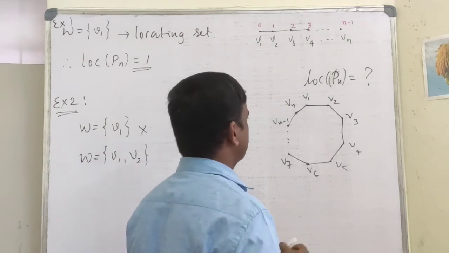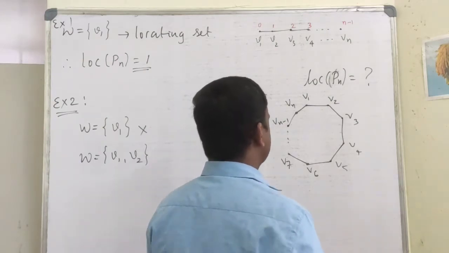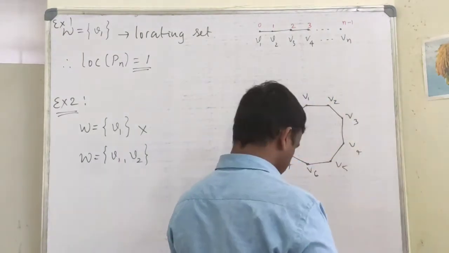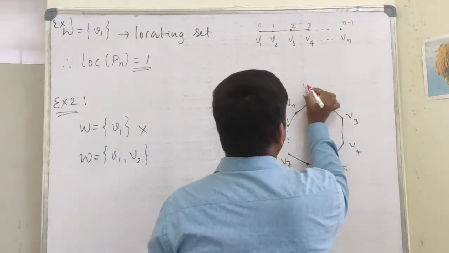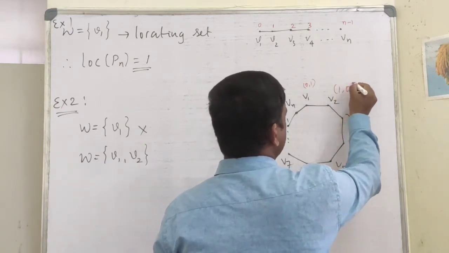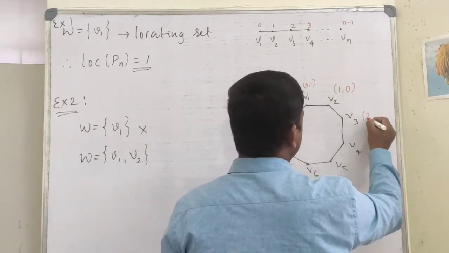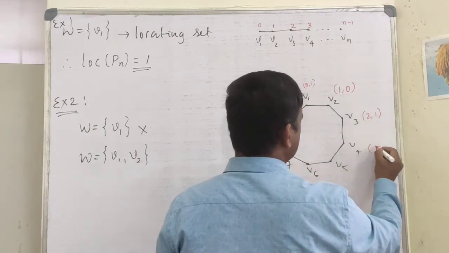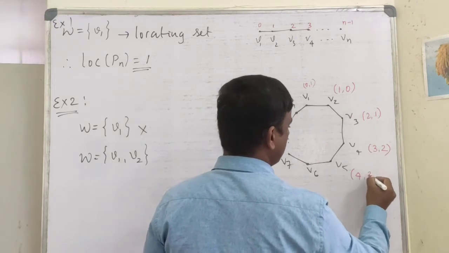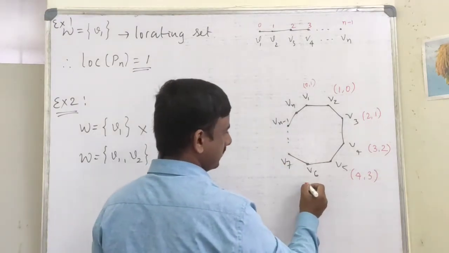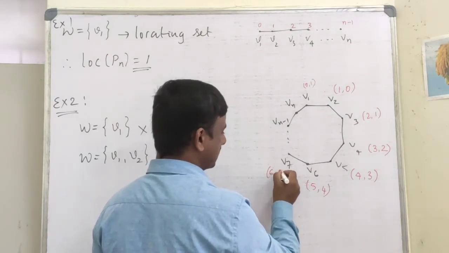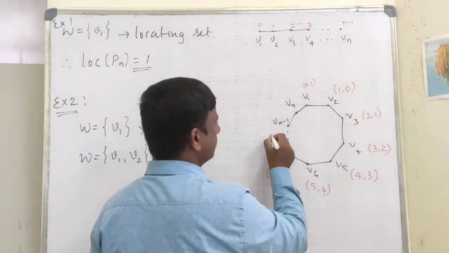Next, let us identify the codes. The vertex V1 gets the code 0, 1. V2 gets 1, 0. The next gets 2, 1, then 3, 2, then 4, 3, then 5, 4, and obviously this will be 6, 5, and so on.